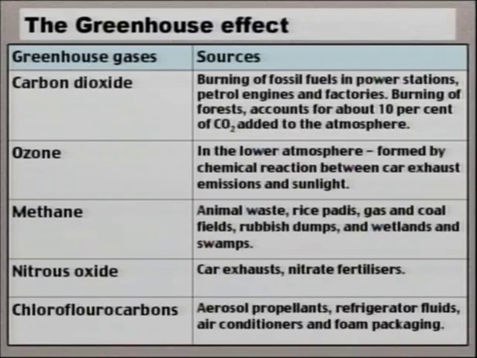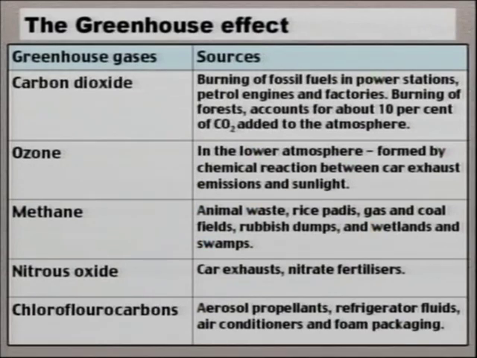Another of the greenhouse gases is that of ozone. In the lower atmosphere, it is formed by chemical reactions between car exhaust emissions and sunlight. That's the source that we are looking at for ozone. Then we also have methane as a greenhouse gas, mainly from animal waste, rice paddies, gas and coal, rubbish dumps, and also wetlands and swamps.